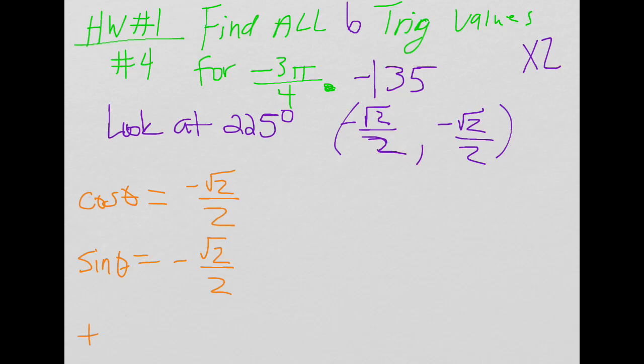So tangent is y over x, which would be negative root 2 over 2 over negative root 2 over 2. I don't have enough room.